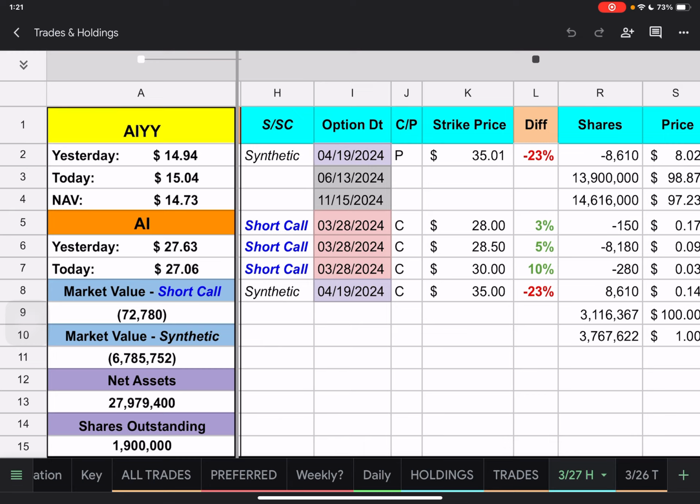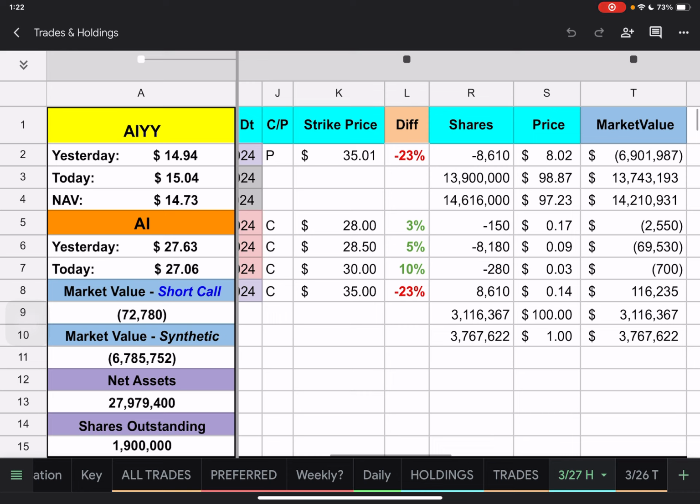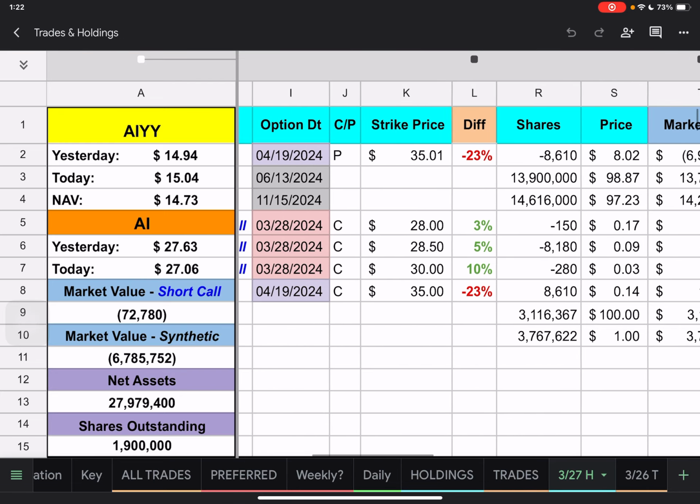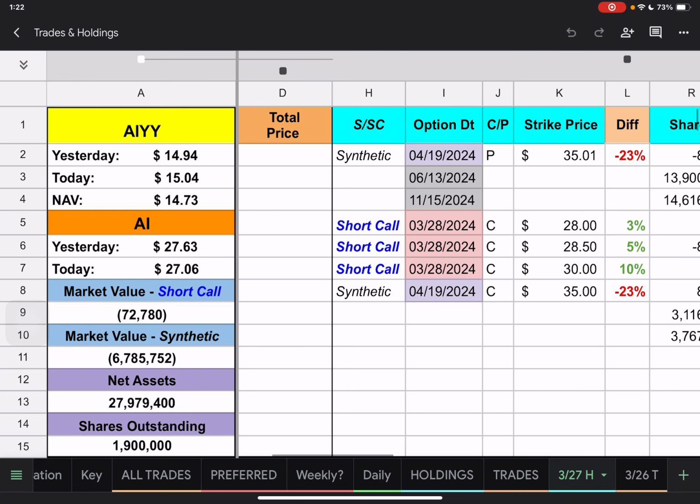But we have 3 short calls here that will expire on Thursday. So we have 2 days left this week. Friday's a holiday. Strike prices are 28, 28.50, and 30. So we are 3, 5, and 10% below the strike prices. It's the other file that we have those prices over there. But anyway, you can see the market values there if you would like to look, along with the share count. And then if you look over to the left, you can see that if we had to close that synthetic out today, it would cost us $6.8 million.